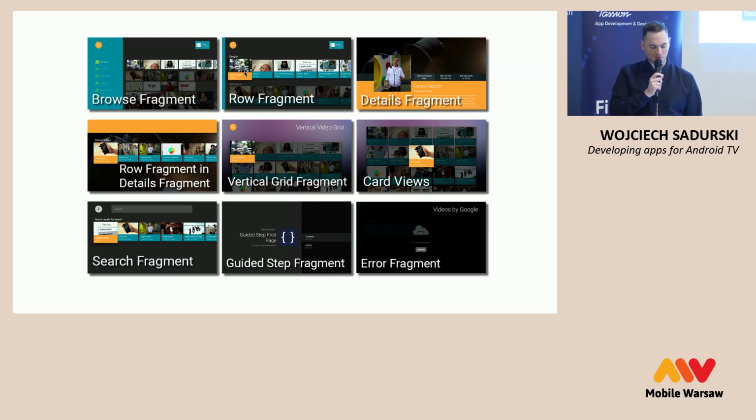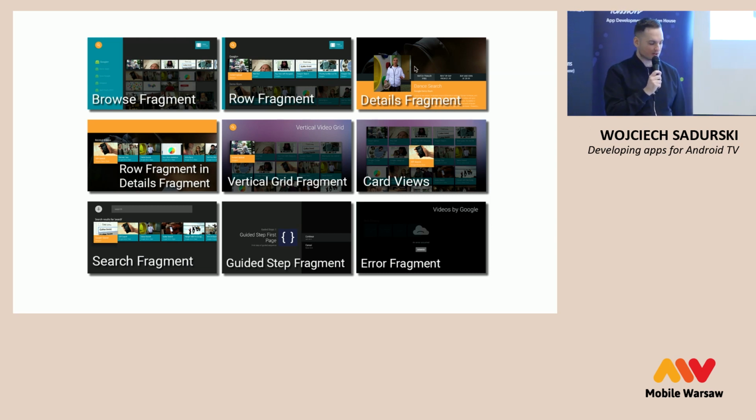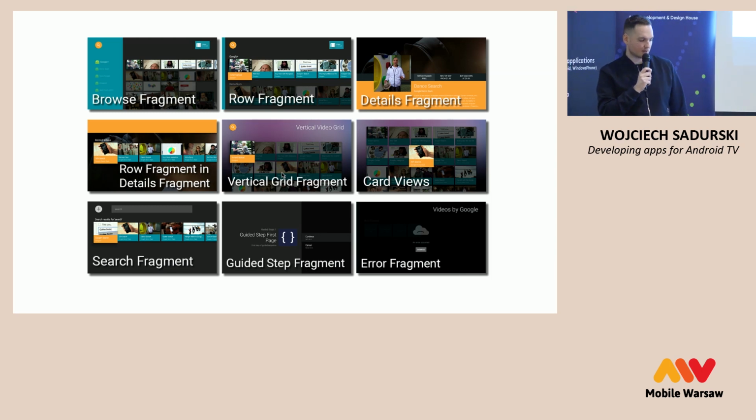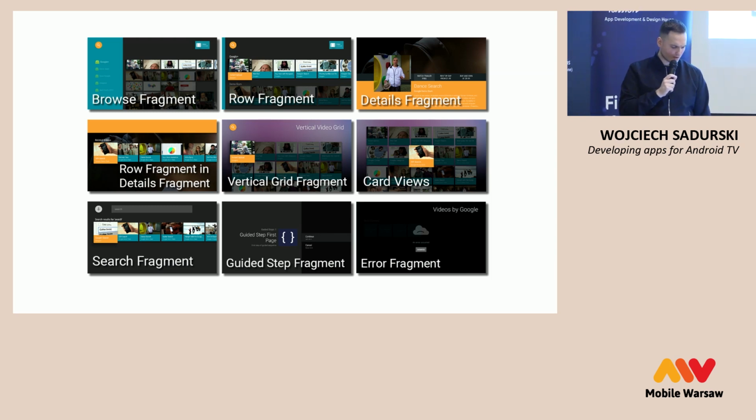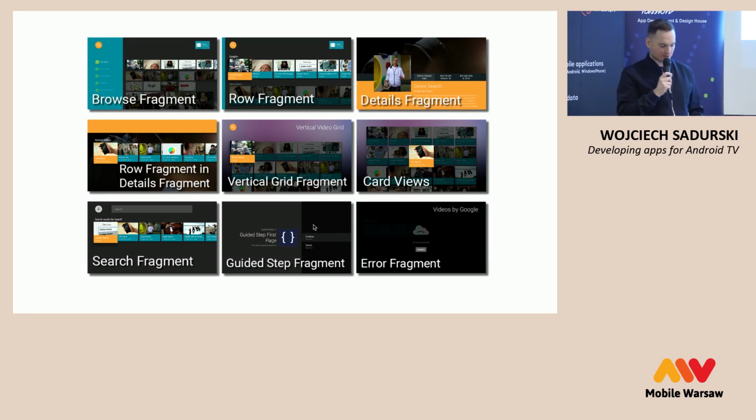If you click an item in a row fragment, a distinguished focused item, you can go to its details, which is a view also provided by Leanback. You can have, for example, a vertical grid fragment, which is just like an ordinary grid view or a recycler view with Grid Layout Manager. And this focus moves up and down, and this grid moves up and down automatically. All of these single views are card views, also provided by Leanback, and it also provides you some other useful fragments like guided step fragment, for instance, where you can, for example, create a login screen or an options screen.